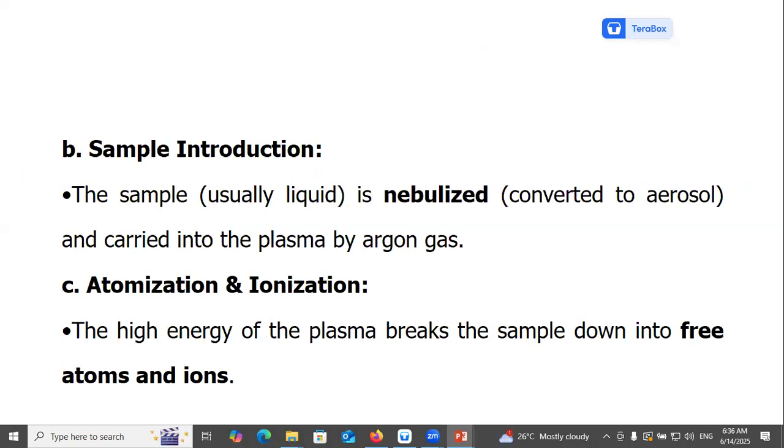Sample introduction. The sample is nebulized, converted to aerosol, and carried into the plasma by argon gas. Atomization and ionization. The high energy of the plasma breaks the sample down into free atoms and ions.